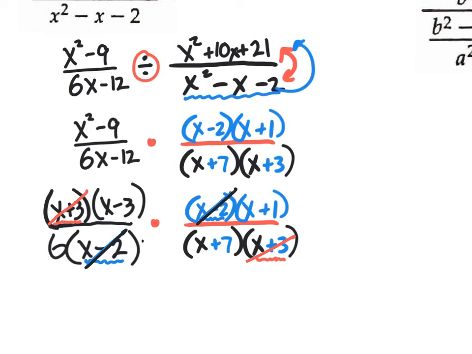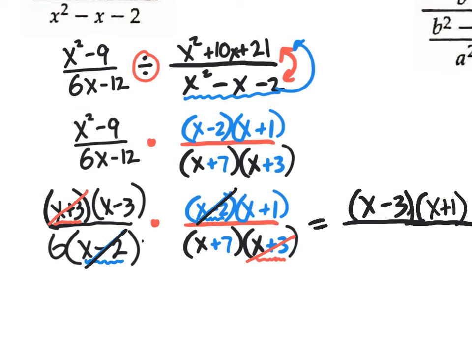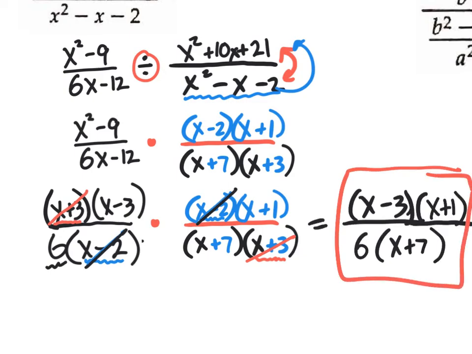Is there anything else that we could cancel? The answer is no. So our answer to this complex rational expression is the fraction with the binomial x minus 3 up on top, and also the binomial x plus 1 up on top, over the number 6 times the binomial x plus 7. There's your final answer for this complex rational expression.